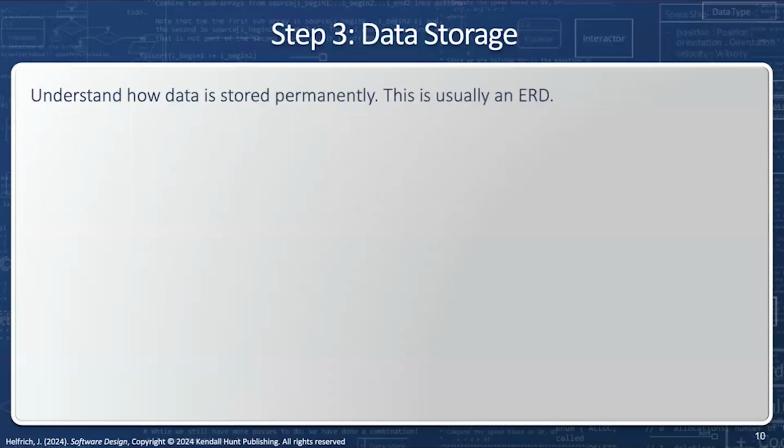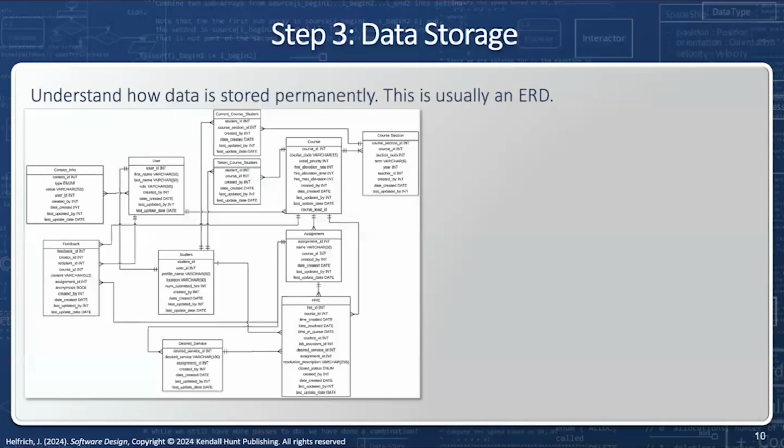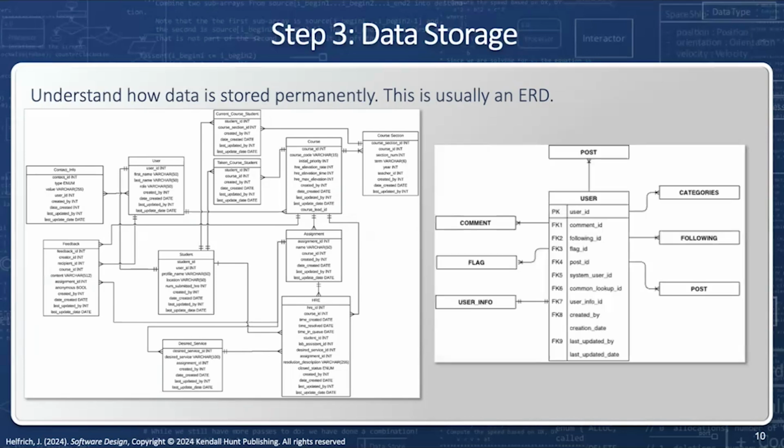Sometimes I need to show data as it's stored permanently, and a database would be a good way to do that, and the entity relationship diagram would describe that. So I might start with an overall design. Here are all the different tables in my database, and how they relate to each other. But then I might want to zoom in on a specific table and discuss that, and this will show me all the different keys and rows associated with the table.